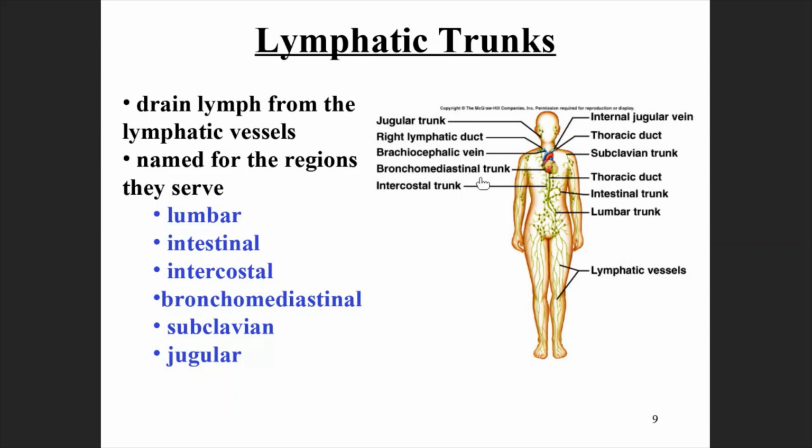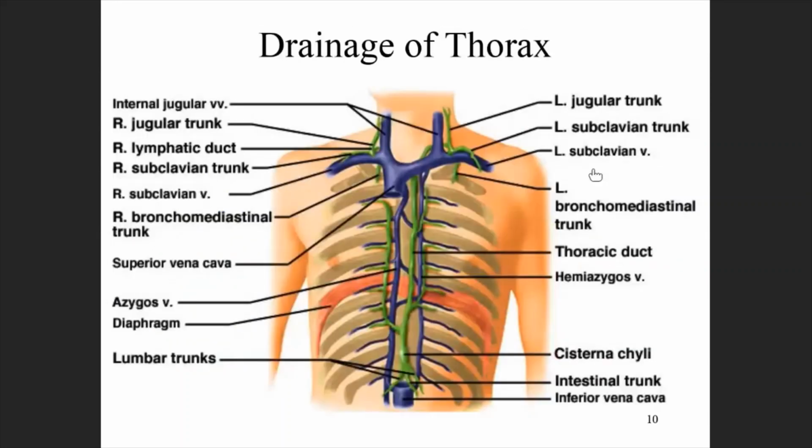There you are. But what happens is that these trunks will drain into two ducts. The two ducts are this one up here, which is called the right lymphatic duct, and this one right here, known as the thoracic duct. If you want to say, the thoracic duct starts at the cisterna chyli, which is here. The cisterna chyli is a little enlarged beginning of the thoracic duct, and it ends in the left subclavian vein, for example.